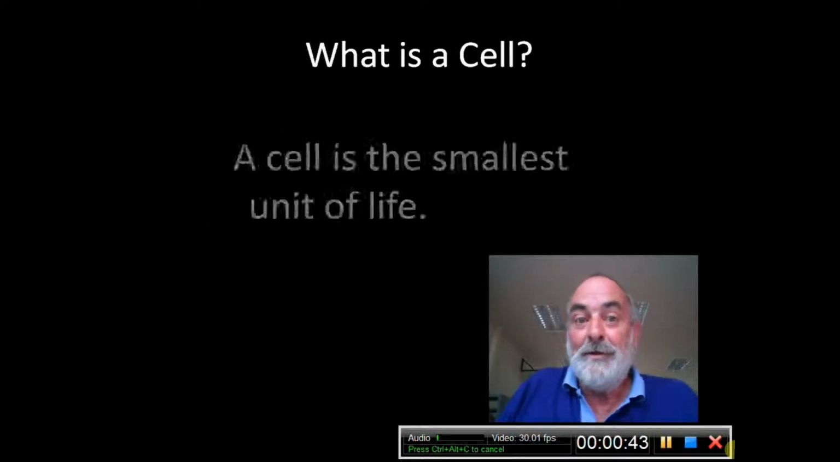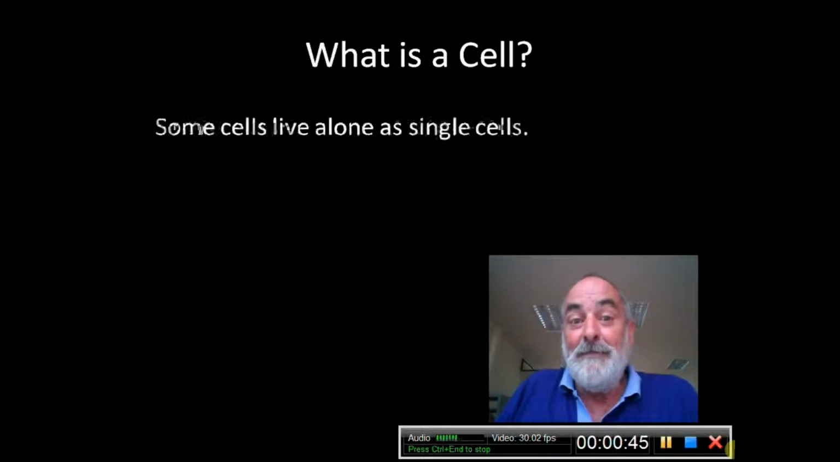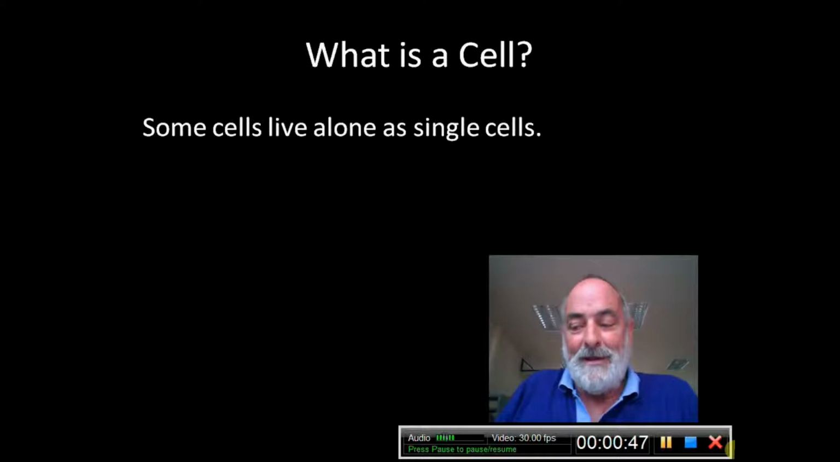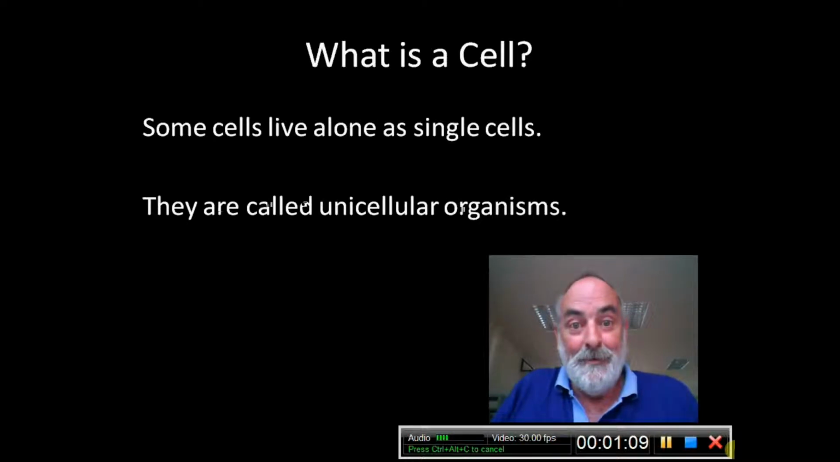Now, some cells live alone as single cells. They may be with others, but they live alone. They can do everything that a living thing can do. They can get oxygen, they can release carbon dioxide, they can get food, they can grow, and they can reproduce.